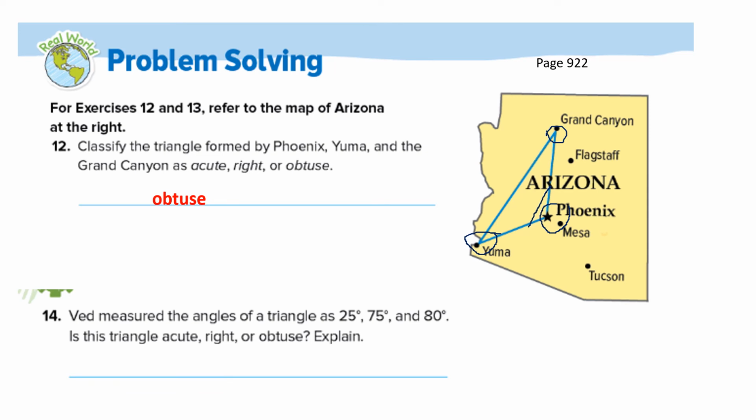Ved measured the angles of a triangle as 25, 75, and 80. What do we know about all 3 of those angles, ladies and gentlemen? If it's less than 90 degrees, it has to be acute. So all of those are less than 90. So this has to be an acute triangle because all 3 angles are acute.